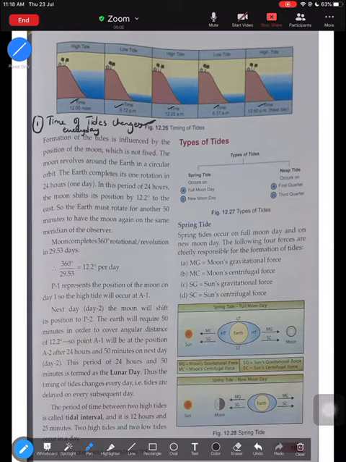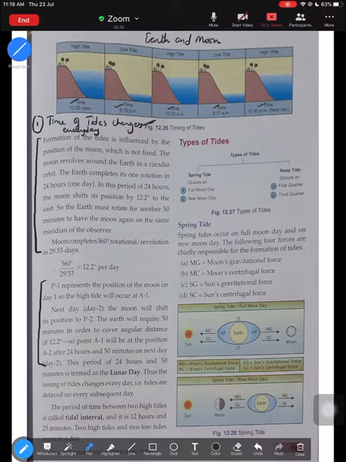Now, what is the reason for time of tides to change every day? So that is what we're going to look at. I'll quickly summarize what is given here in this paragraph. The time of tides changes every day because tides are basically caused by two important elements here: Earth and moon. They play a very important role for the arrival of tides.